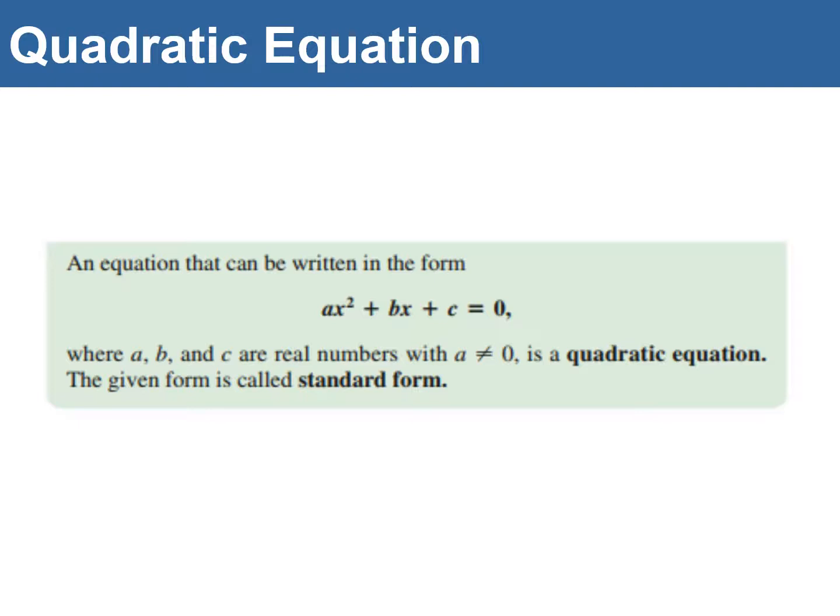When I say standard form, I'm going to want it with the equal sign there and equal to 0. So I'm going to want all the constants and everything on the left side. And then I also want it in descending order of powers. So the x squared first, then the x term, and then the constant term.